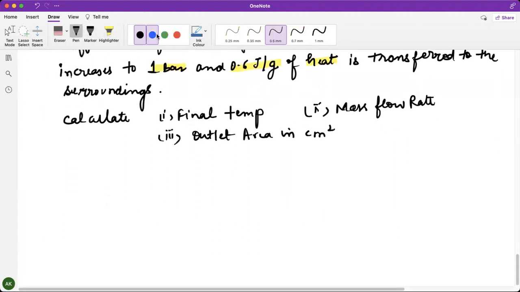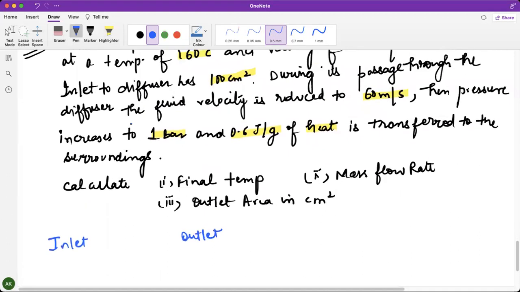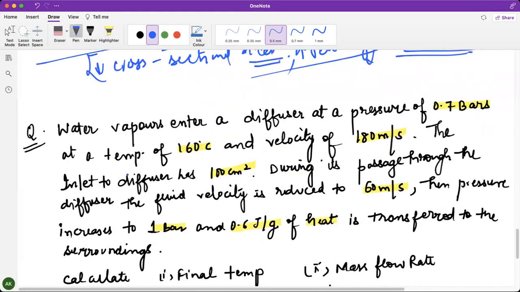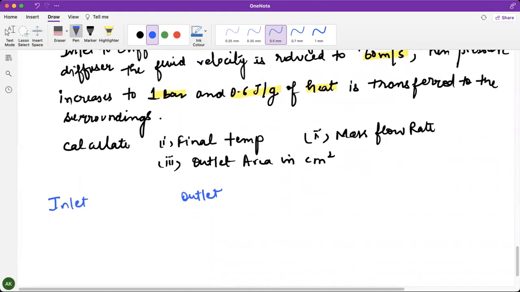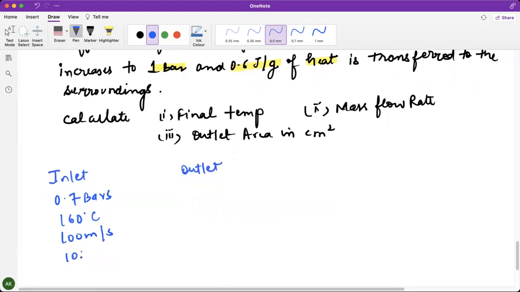So, what all is given to us? Now, we are given the inlet conditions and outlet conditions. In the inlet conditions, we are given 0.7 bars, 160 degrees Celsius, velocity 100 meter per second, and the area is 100 centimeters square.